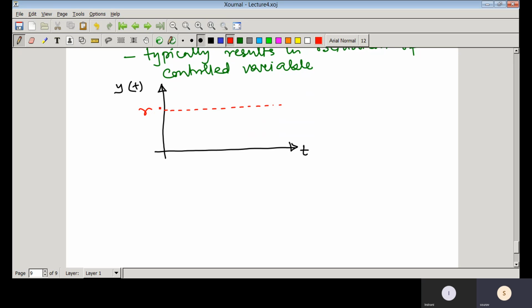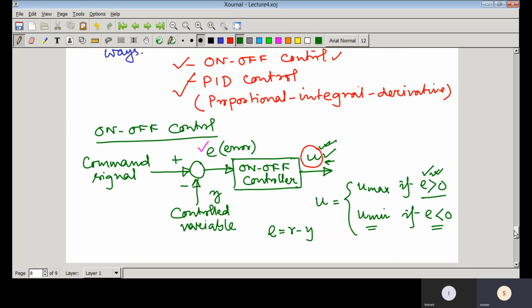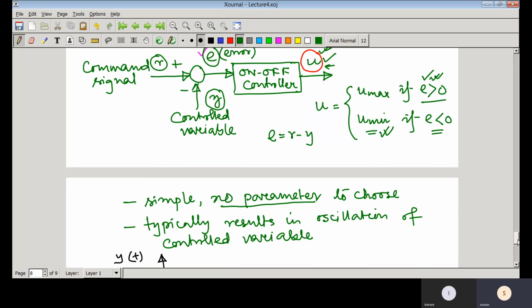Whenever that output is increasing like this, and whenever this y crosses that r, you can see from here that whenever y is greater than r, obviously that error signal becomes negative, and whenever the error signal is negative, u equals u min.